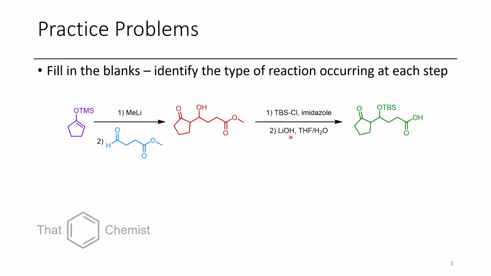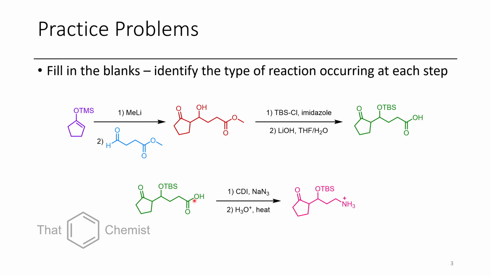hydrolysis with lithium hydroxide. Now in the next step, we form an acyl azide through a CDI activation of this carboxylic acid, and we undergo a subsequent decarbonylation to give us this NH3 product. This is via the Curtius rearrangement that we discussed in last episode, which I'll put a card to here.